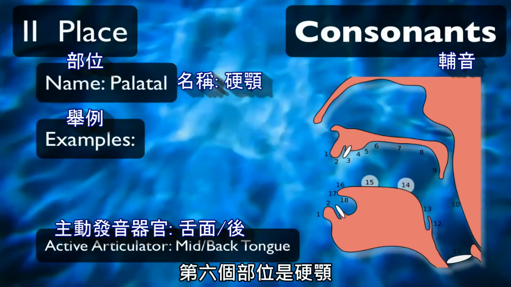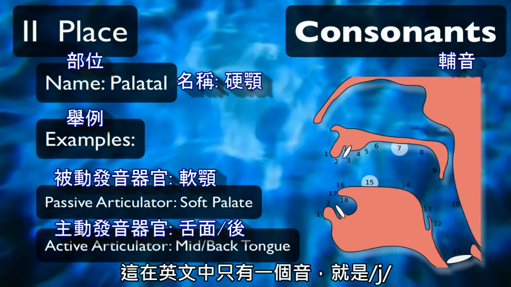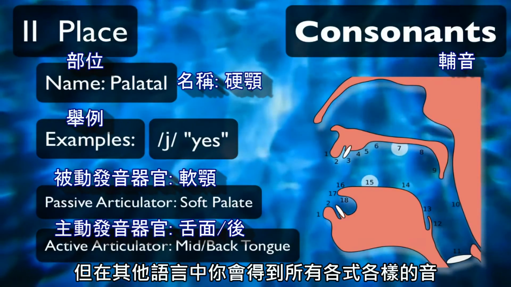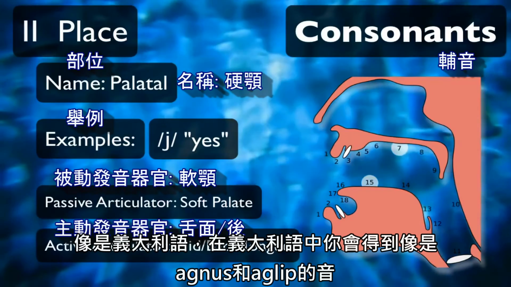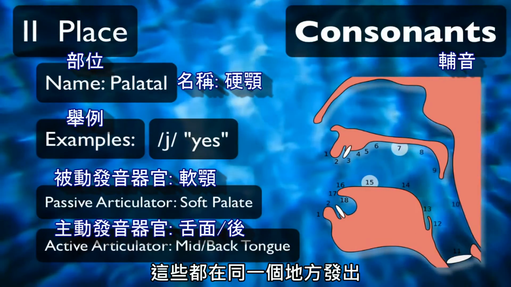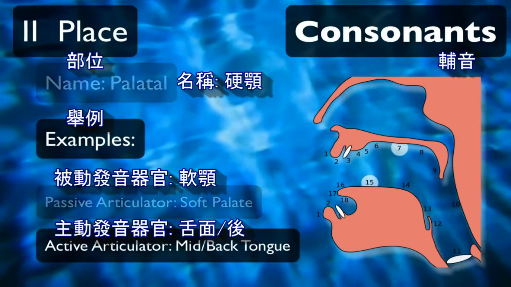Place number 6 is palatal. This is the soft palate right in the middle of your mouth. The only sound we have here in English is y, but you'll get all sorts of sounds in other languages. Like in Italian, you get agnus and aglio, and cha in Korean. These happen all at the same place, at the palatal sort of middle of your mouth.